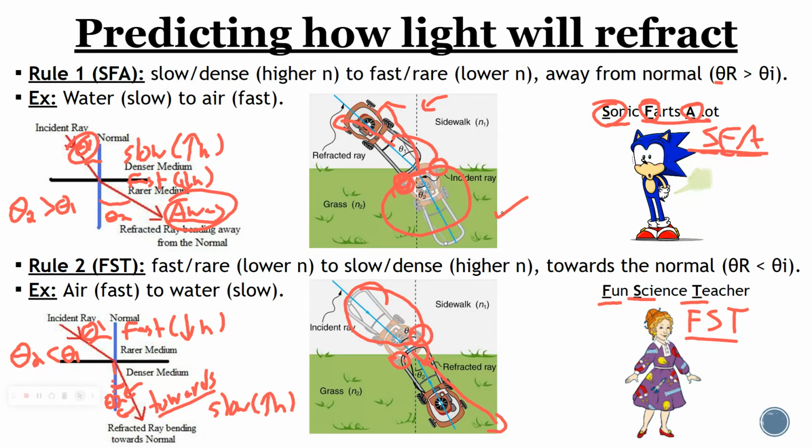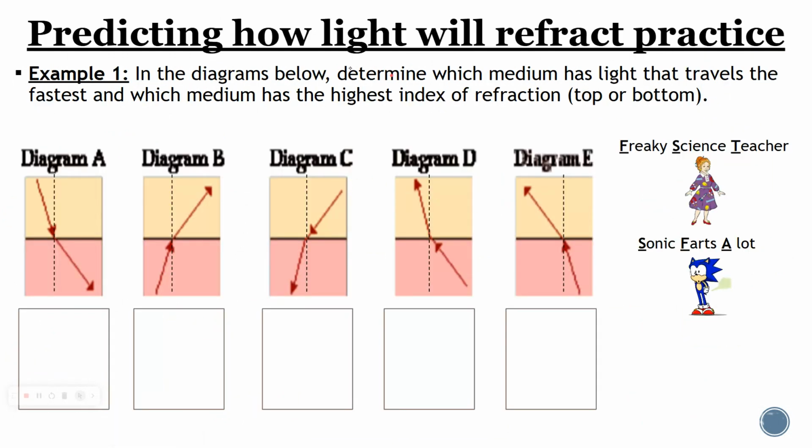Here we call theta r the angle of refraction, but this could also be theta 2, and this is theta 1. All right, so we're going to do a couple practice problems here. I'm going to carry out 2 of them in this video, and you're going to try your own, and then I'll reveal the answers afterwards.